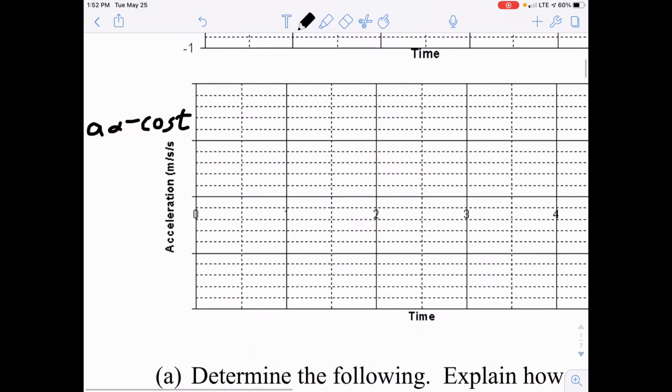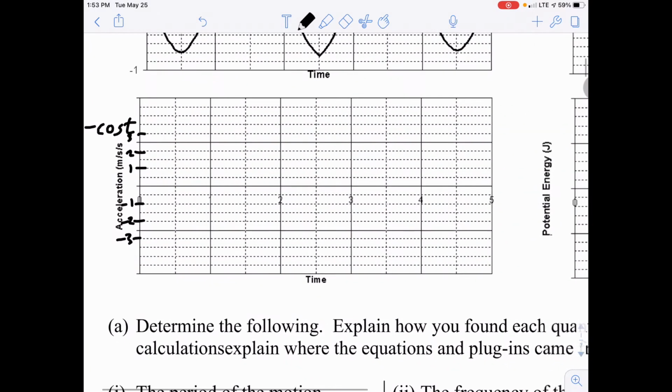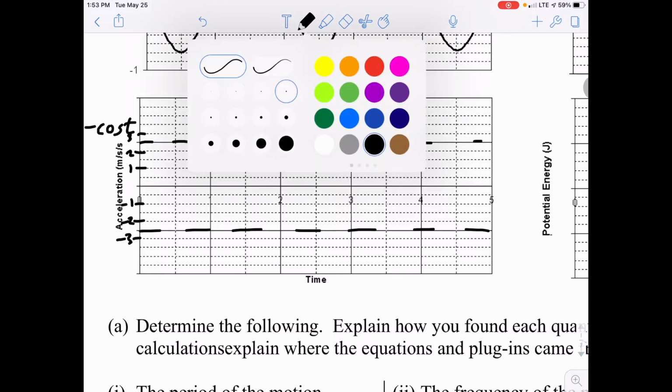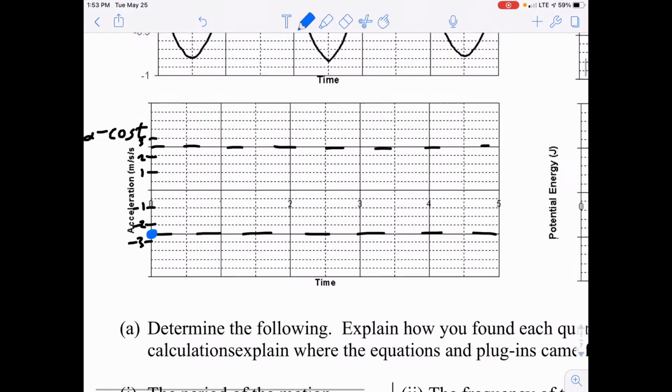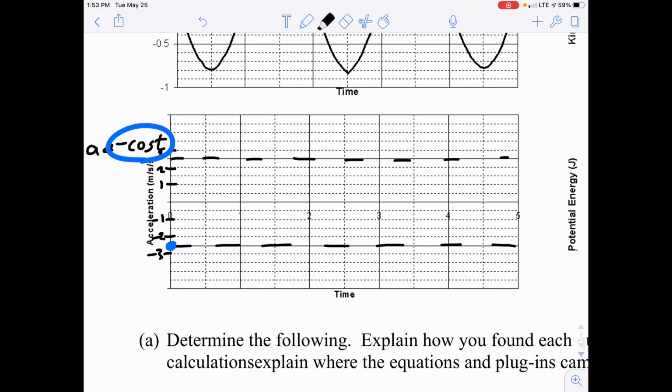So let's scale this thing. I could go 1, 2, 3 in that direction, -1, -2, -3 in that direction. The amplitude is going to go as high as that point, as low as that point. I like making horizontal asymptotes to guide the height and depth of the graph. I'm starting the graph here at the low amplitude because that's what a negative cosine graph looks like.